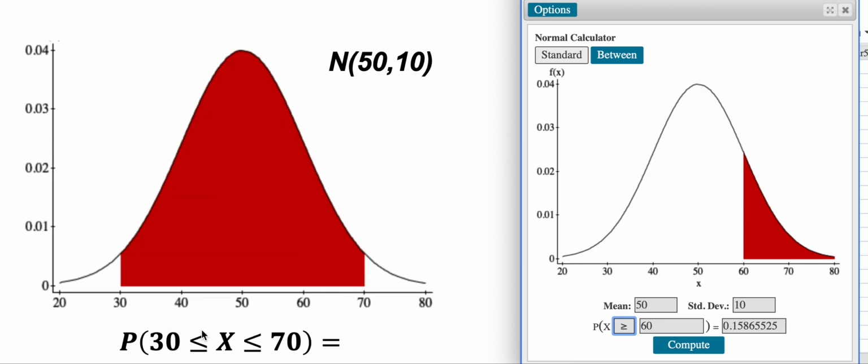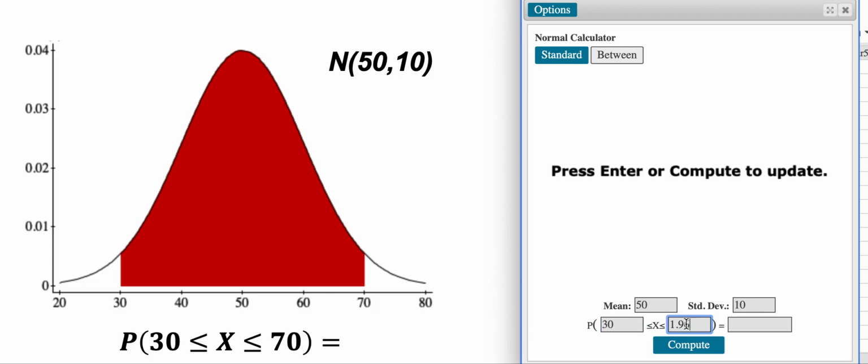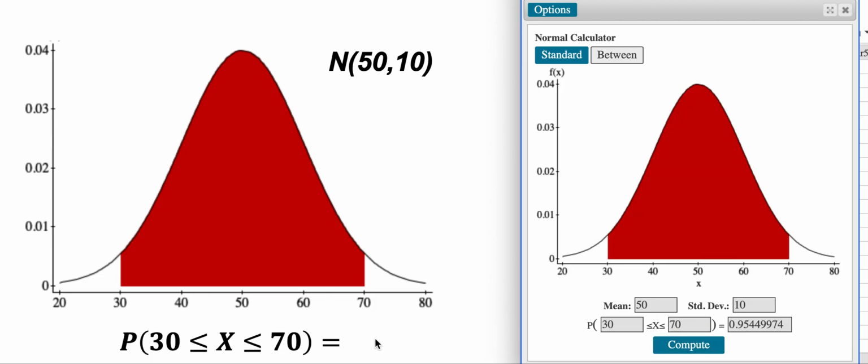So let's consider the probability of being between two values. So again, I'd press the between tab, and the probability of being between 30 and 70 would be essentially 0.95, 0.9545 in this case. So this is where they get that empirical rule that approximately 95% of all values will lie within 2 standard deviations of the mean.